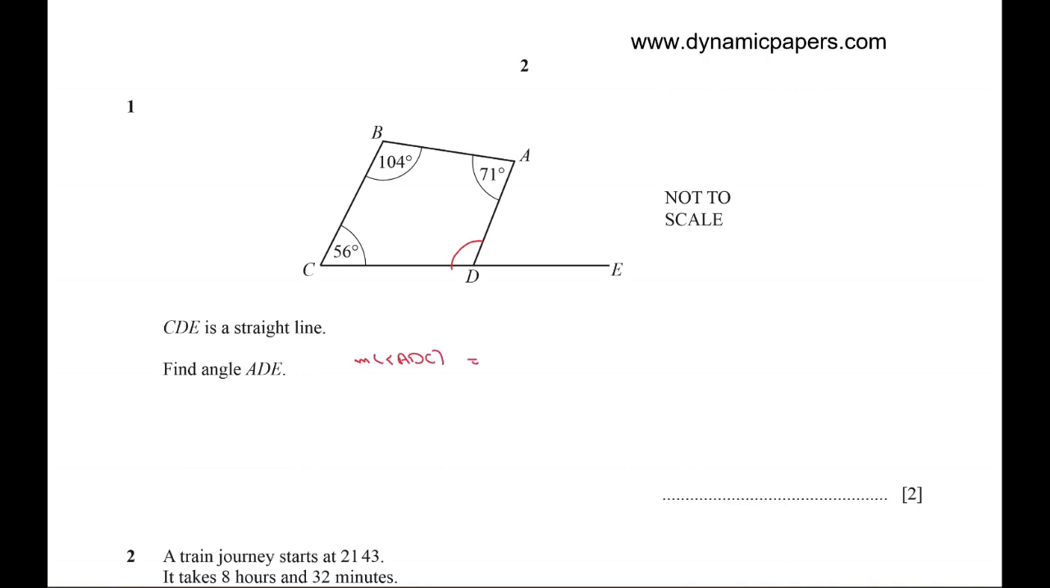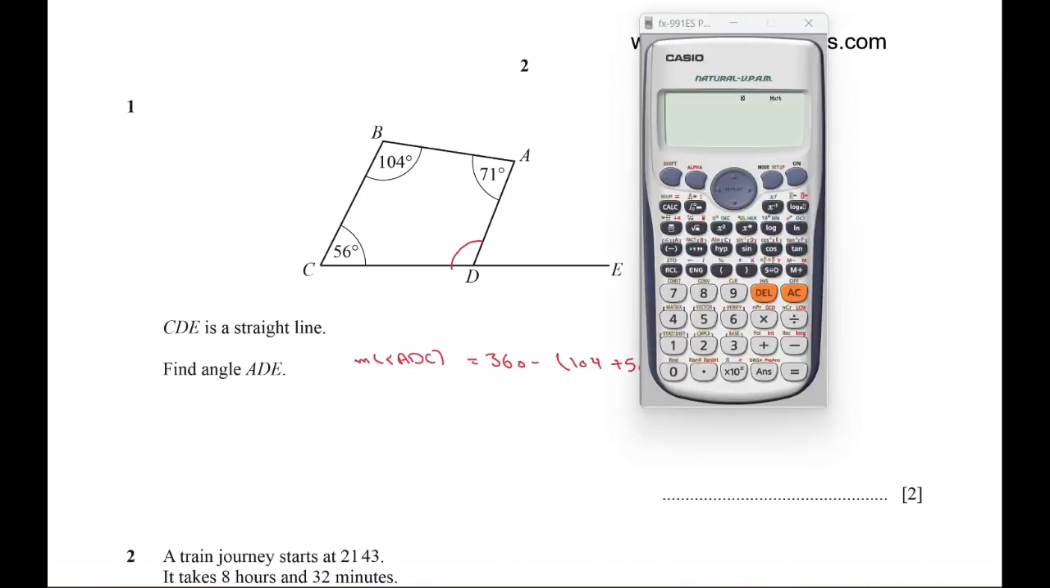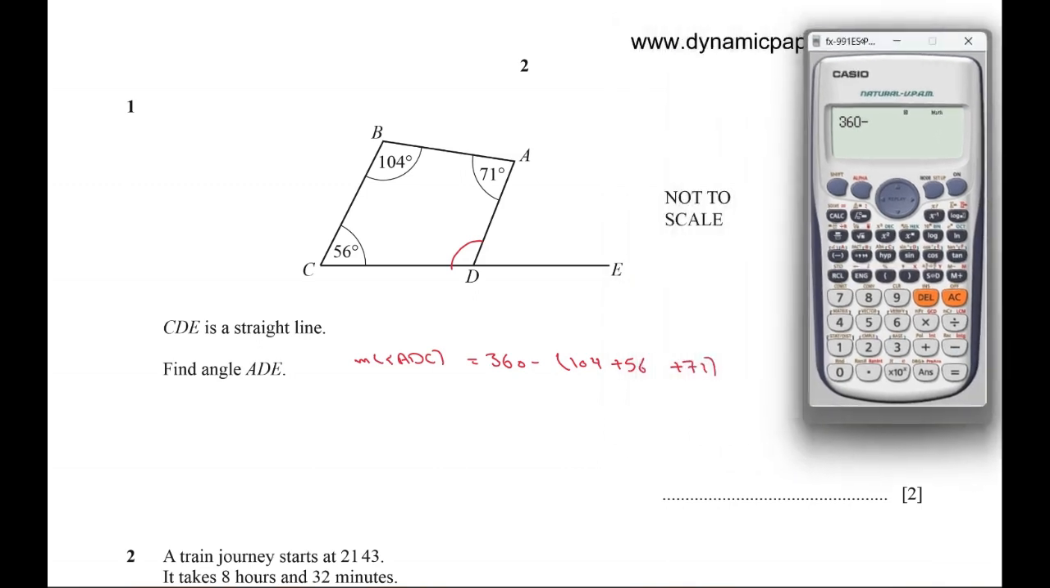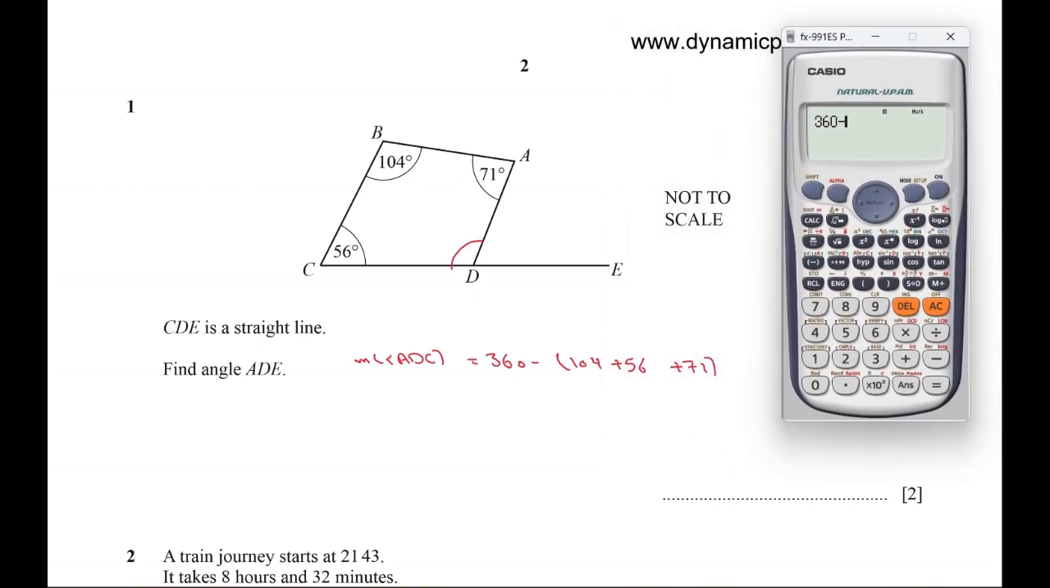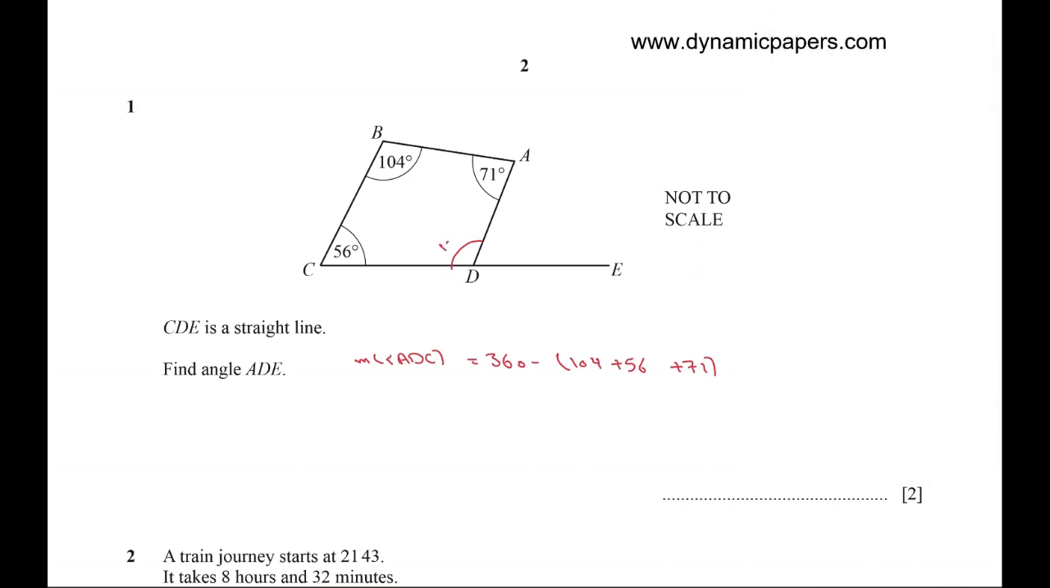Measure of angle ADC equals 360 minus (104 plus 56 plus 71). Using the calculator, 360 minus 104 plus 56 plus 71 equals 129.